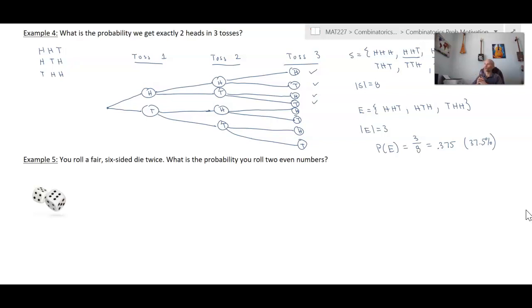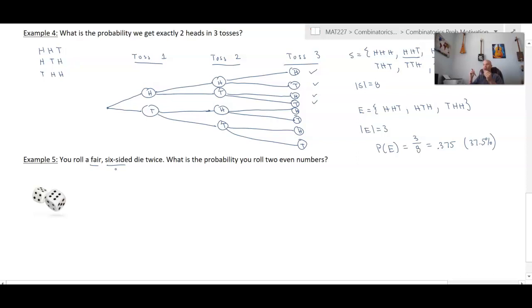Okay, one more example. You roll a fair 6-sided die twice. What is the probability you roll 2 even numbers? Okay, so fair 6-sided die just means once again every outcome has an equally likely chance of coming up. And a single die will have either 1 black dot, 2 black dots, all the way up to possibly 6 black dots.